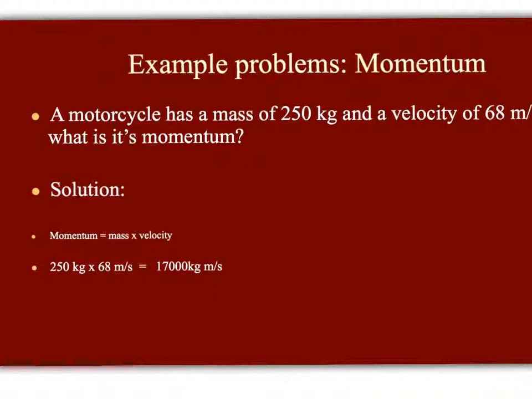So a motorcycle has a mass of 250 kilograms and a velocity of 68 meters per second. What is its momentum? Momentum equals mass times velocity. So 250 kilograms times 68 meters per second, and we would get our answer in kilogram meters per second.